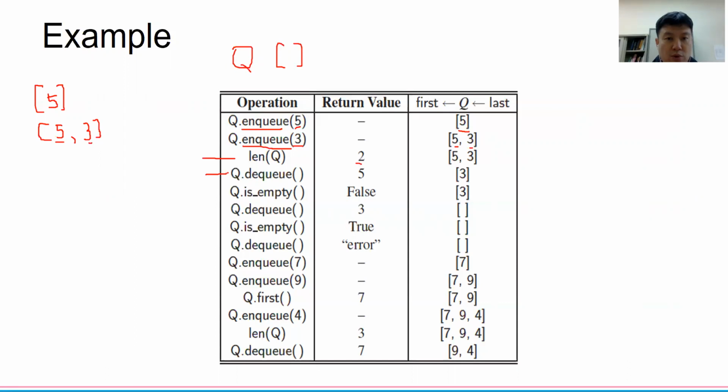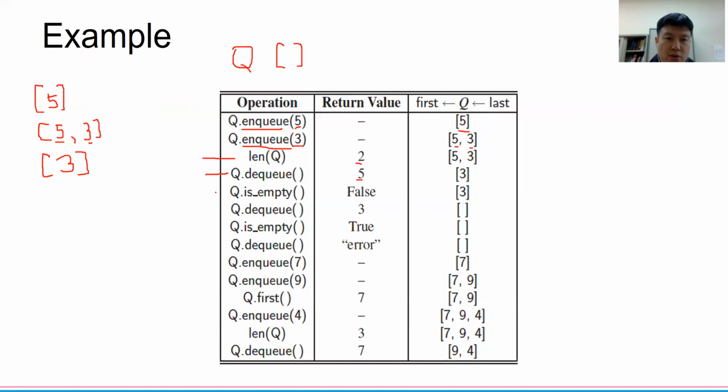And then we want to dequeue. So what is dequeue? We want to remove. If we were dealing with the stack, you would remove the last element, but we are using queue, so the dequeue will remove the first element. So the return value, which is 5, will be deleted. So the remaining value will be 3.